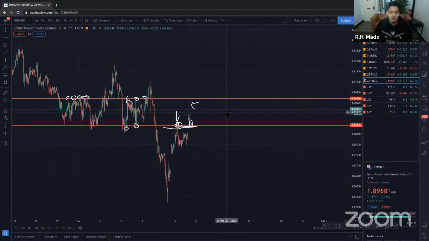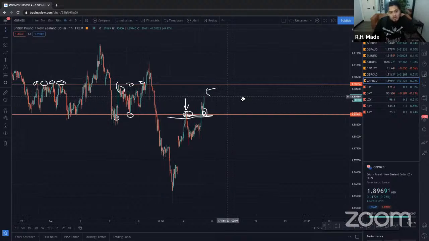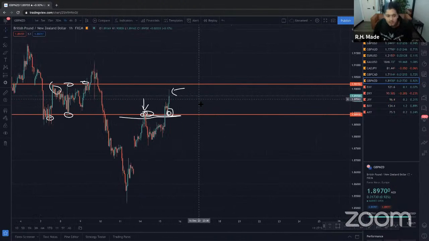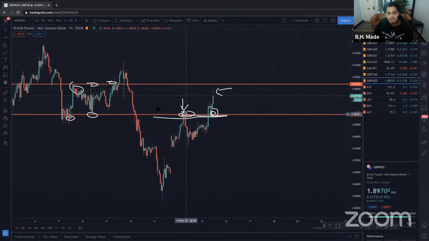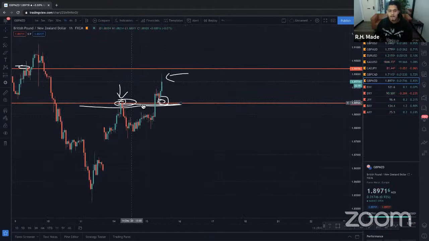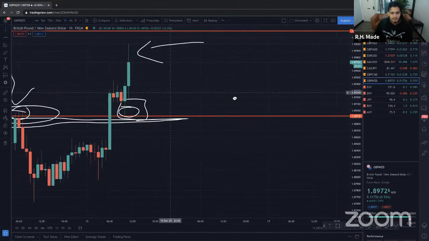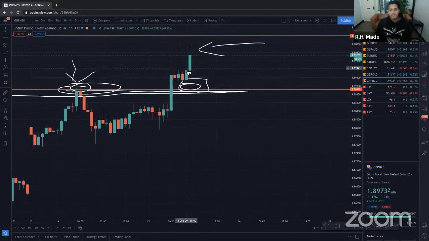All right, so we know that this area of what is resistance now was a huge support in the past. So once you've seen that price made a higher high off the retest, that's where you would enter. So you would want to enter right here on this candle right here.